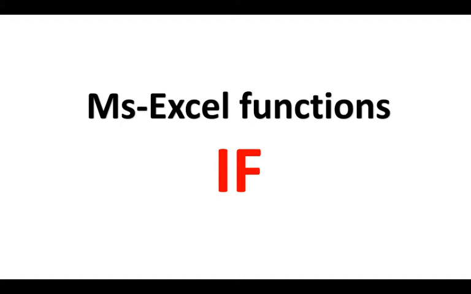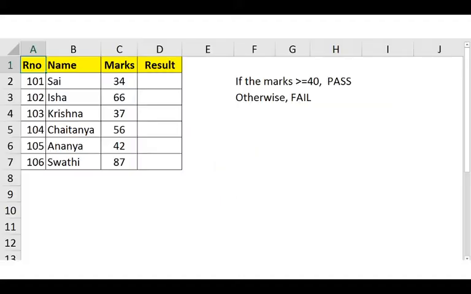IF function is a very frequently used function in MS Excel. We use the IF function when we have certain conditions. I have taken here a very simple example wherein I have the records of the students. We have the roll number, name and marks, and we have to display the result. The result can be either pass or fail. Now the condition here is if the marks are greater than or equal to 40, then we need to display pass, otherwise fail. We'll start writing the function now.